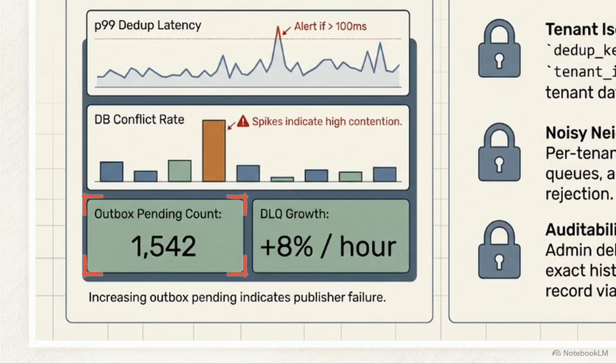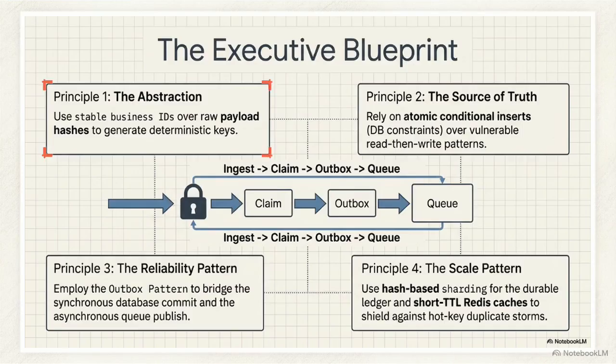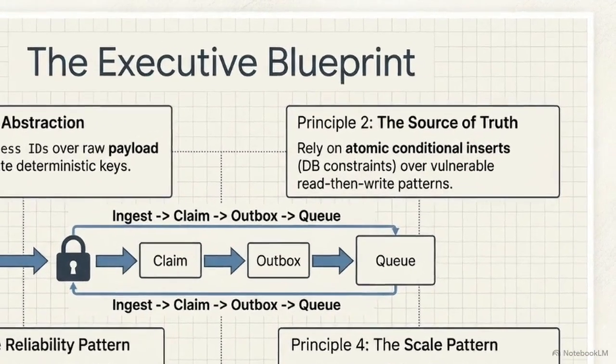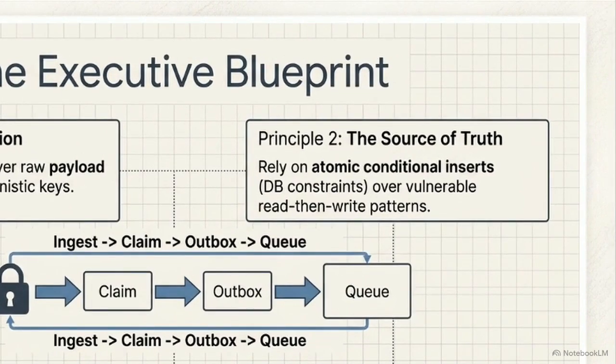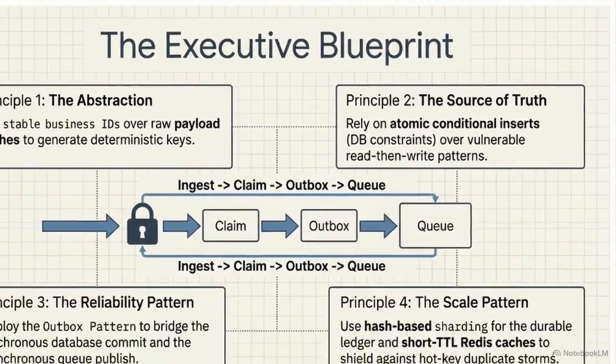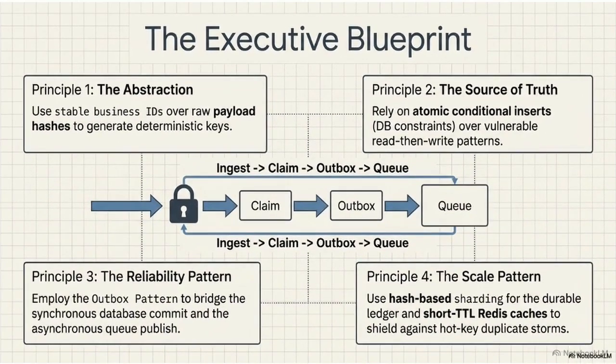This blueprint summarizes our architecture. Principle 1 establishes the abstraction using deterministic keys. Principle 2 relies on atomic database constraints as the source of truth. Principle 3 deploys the Outbox pattern for reliability. Finally, Principle 4 uses Redis caching to absorb duplicate storms.